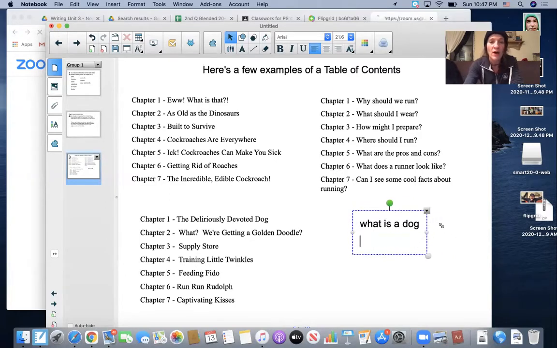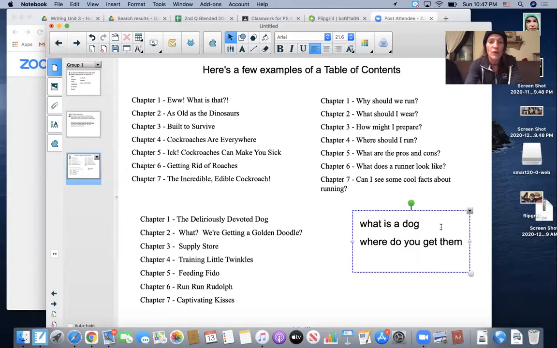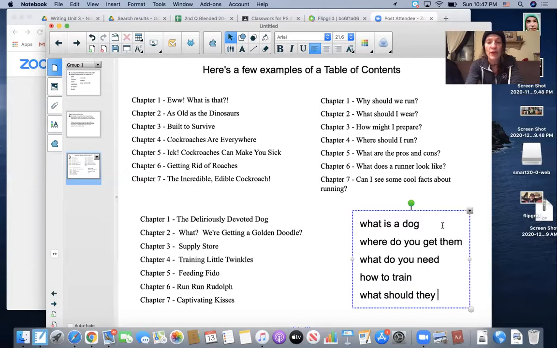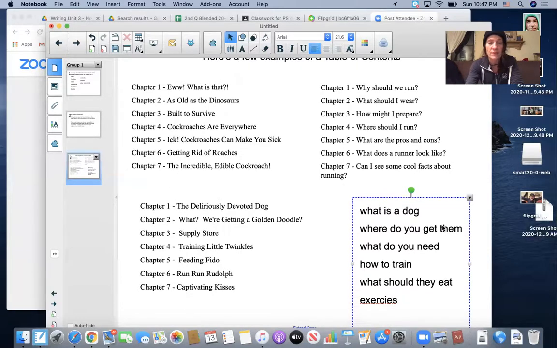What is a dog? Where do you get these dogs? What do you need in order to take care of a dog? How to train them? What should they eat? Exercise and love. Sorry. There we go. So what is a dog?